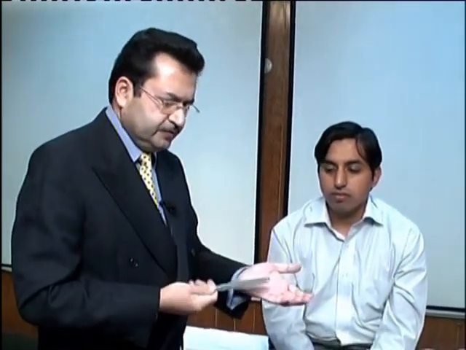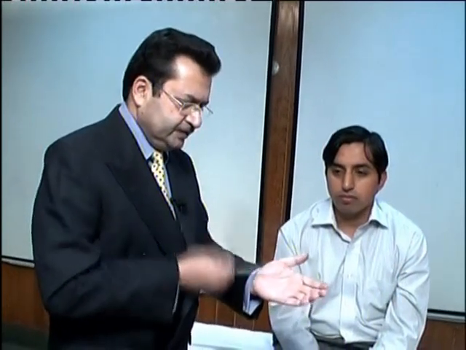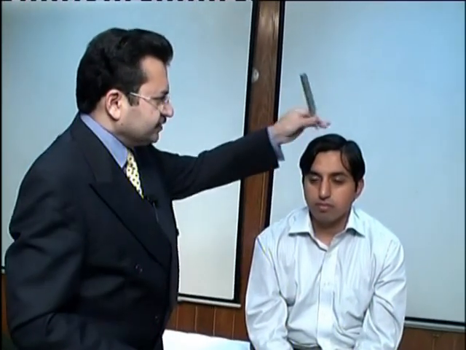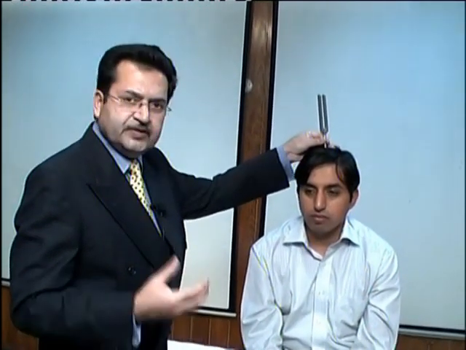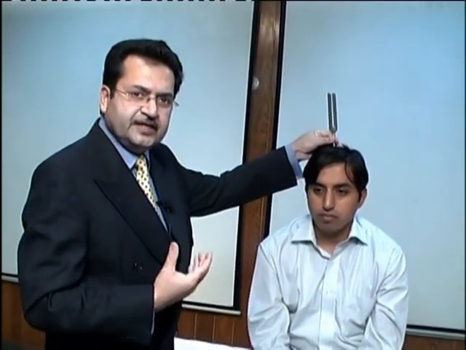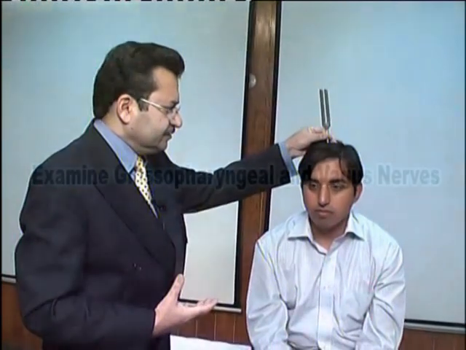The other test is called the Weber test, which is used to find out any neurological deficit in the hearing. For this purpose, again we use the same tuning fork, we strike it and we place it at the forehead or the vertex of the patient, and we ask the patient which side he can lateralize the sound.